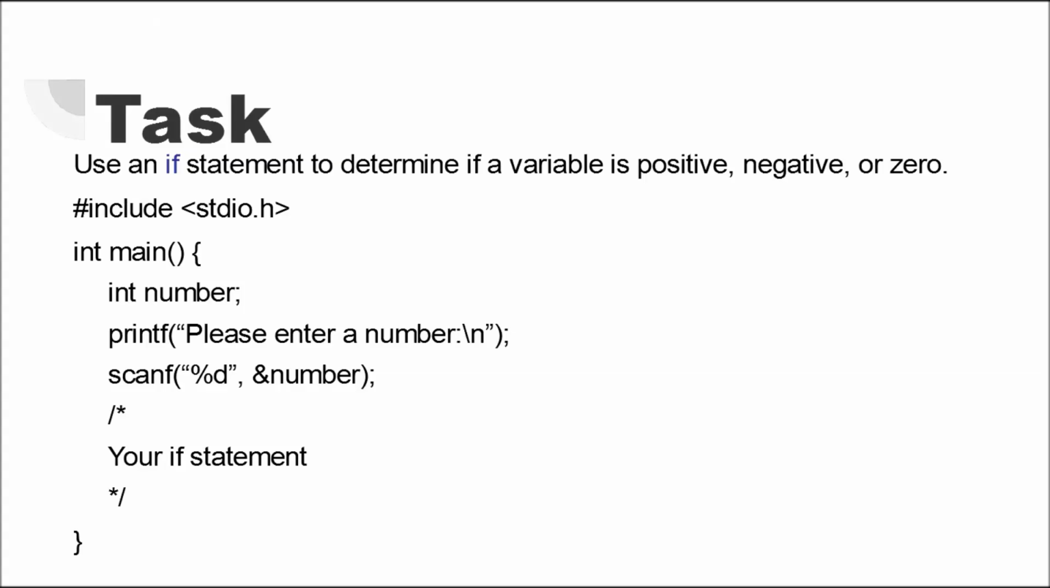So if you've been following, you probably noticed we learned everything that we are supposed to learn. So yeah, this is the task. Use an if statement to determine if a variable is positive, negative, or 0. So use this code and it will give you the number as the value that you can enter.